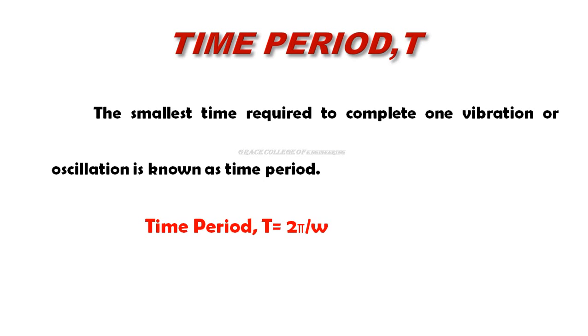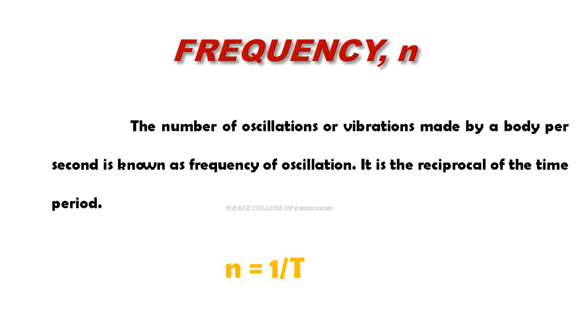The next one, time period. Time period is nothing but the smallest time required for one complete vibration. That we call time period. Suppose we find it for 10 vibrations, we have to find it for one by dividing by 10. That we call time period T. It is denoted by the capital letter T and the formula is T is equal to 2 pi by omega. The next one, frequency N. The number of vibrations made by a body per second is known as frequency.